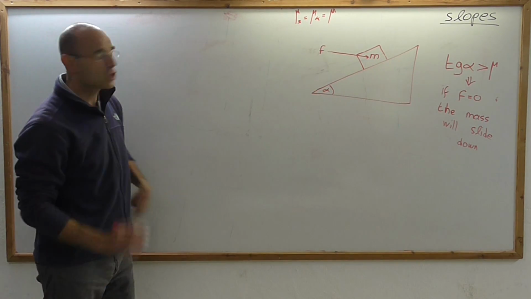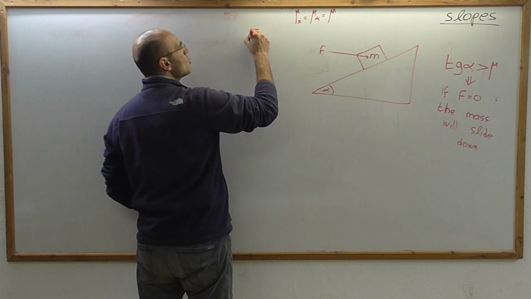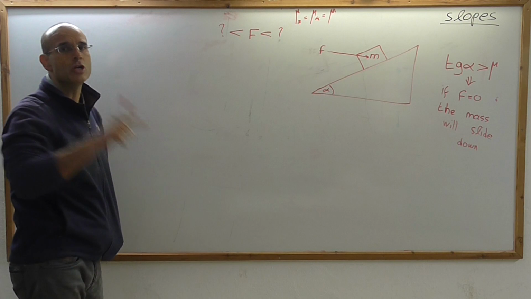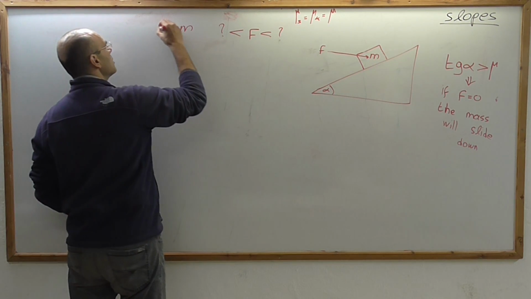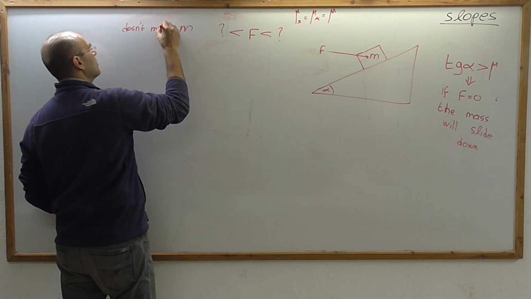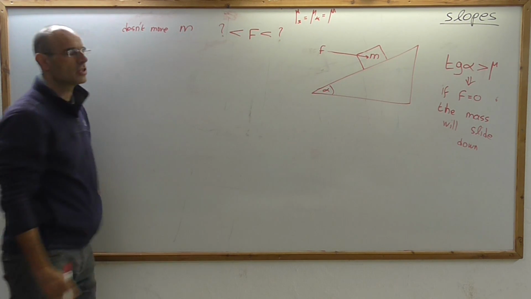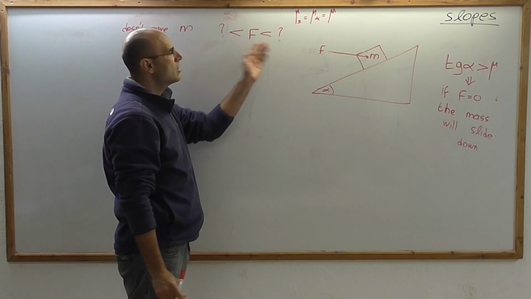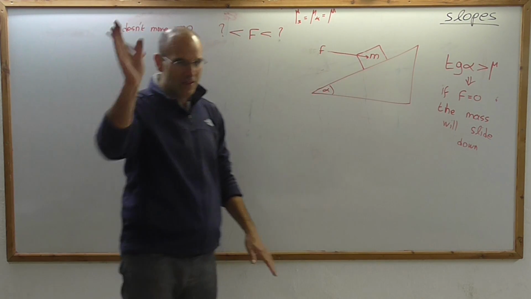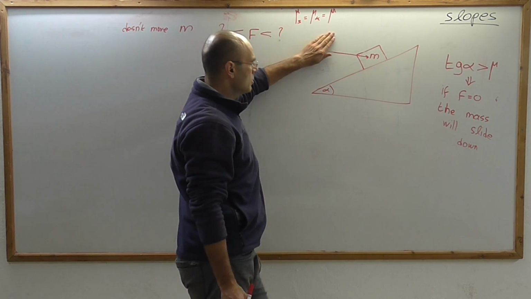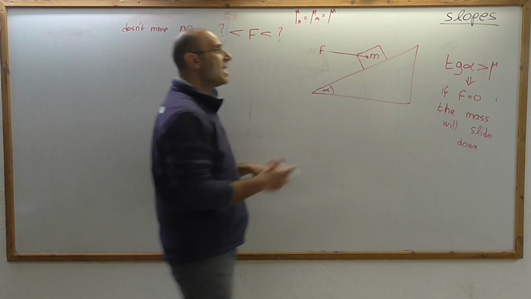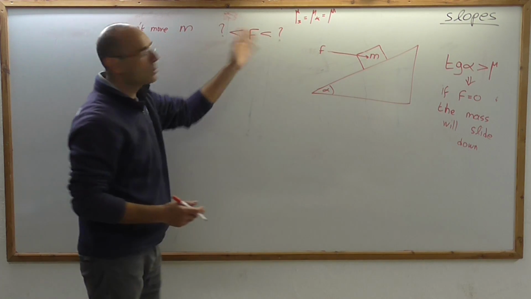Okay, now the question is this. What is the range of F in order for this mass not to move? M doesn't move. This is the question. What range can I use this F and the mass won't move? Obviously, if I don't have a force here, it will move. So it must be bigger than 0, but it must be also smaller than something.